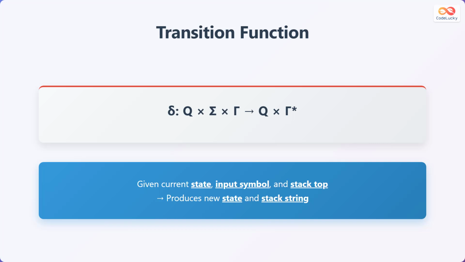The transition function, denoted as delta, is a critical part of a pushdown automaton. It determines the next state and stack modifications based on the current state, input symbol, and the symbol at the top of the stack. The transition function can be described as delta: Q × Σ × Γ → Q × Γ*. This reads as, given the current state, the input symbol, and the stack top, the transition function produces the next state and the new stack string.